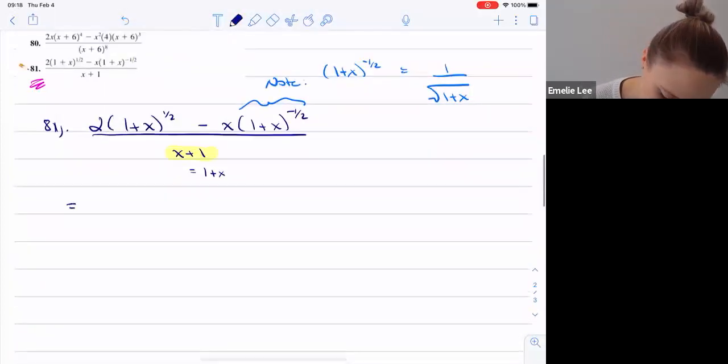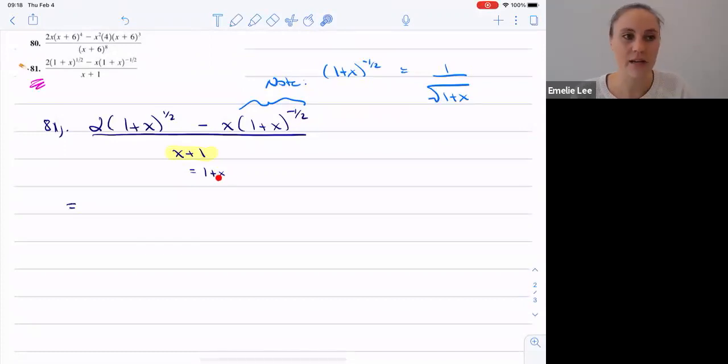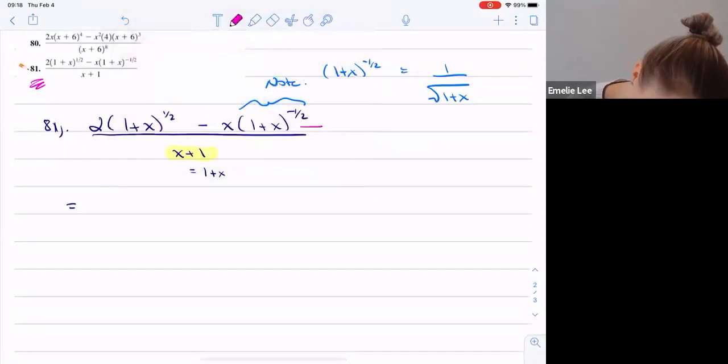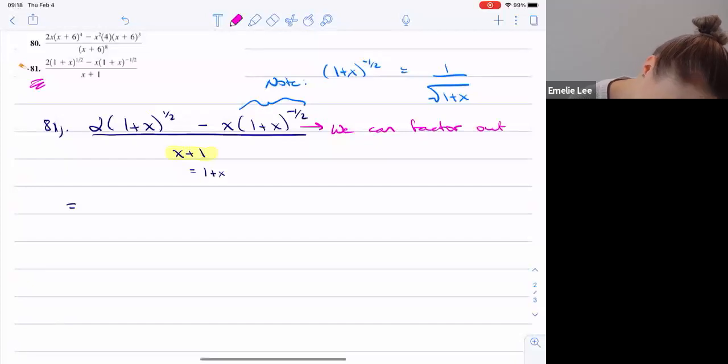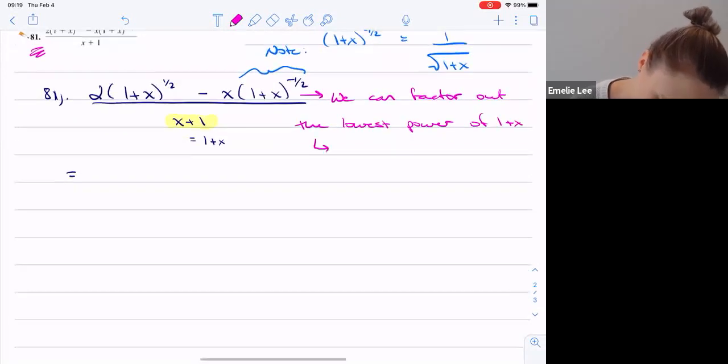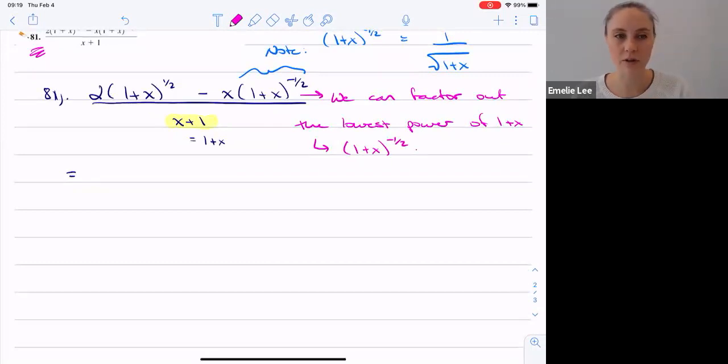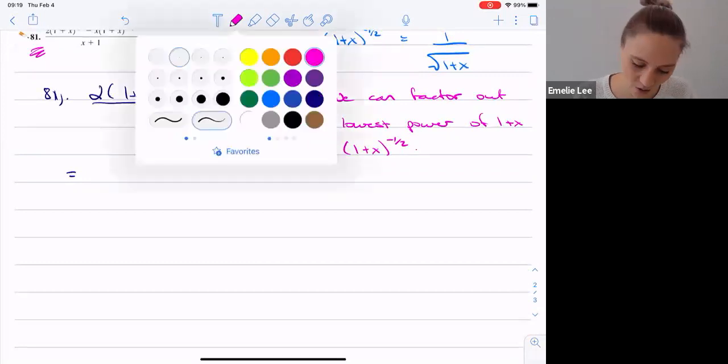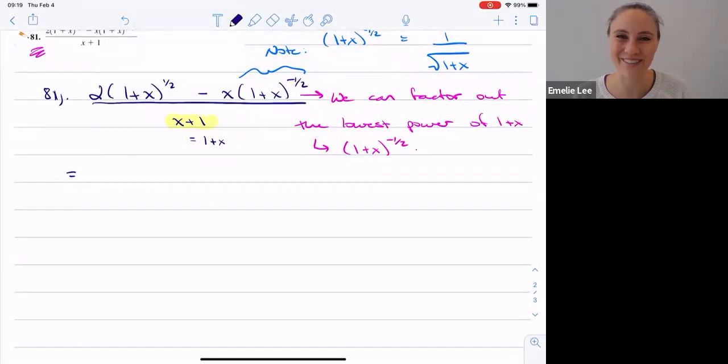All right, so we've made note of a couple of things. I can rewrite x + 1 as 1 + x, which I'm going to do in this next step. But also, I'll make a note in pink: we can factor out the lowest power of 1 + x, which in this case is (1+x)^(-1/2). Okay, so we've already done problems like this, but I know no one likes them, so that's why I'm forcing you to do them again.